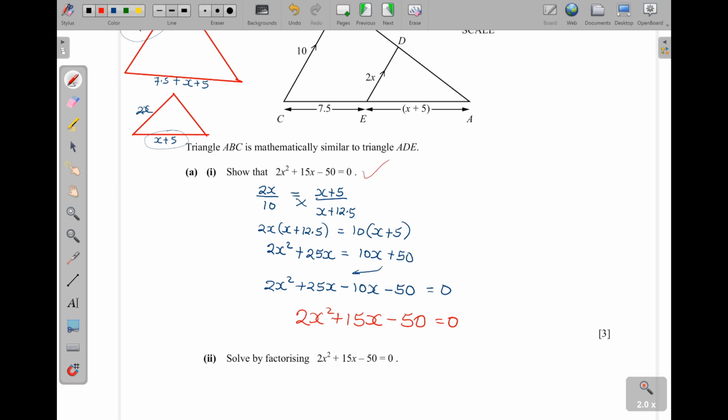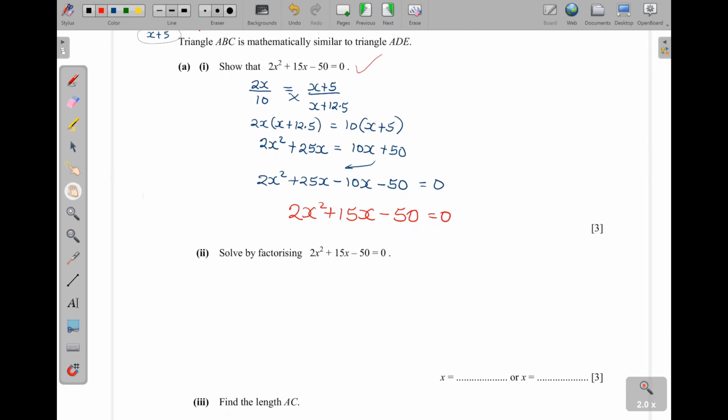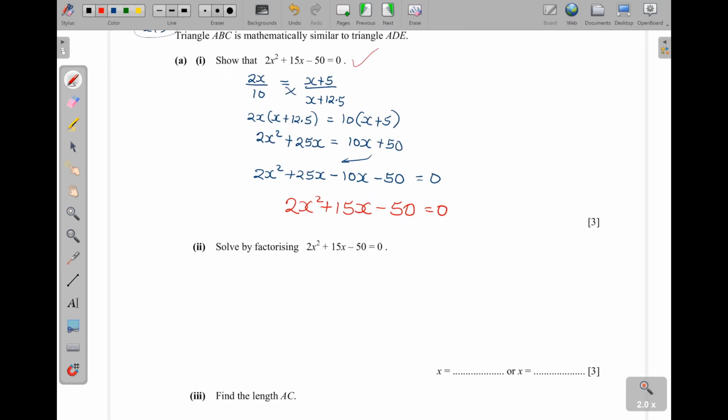Next, solve by factorizing. So for factorization, we need to get the sum. Okay, the sum here. The sum is the middle number here. So our sum is 15. And then the product is AC. For any quadratic equation, which is ax squared plus bx plus c, our sum is equal to the b, and then the product of the roots is going to be a times the c. So our product here is going to be equal to 2 times the negative 50, which is negative 100.